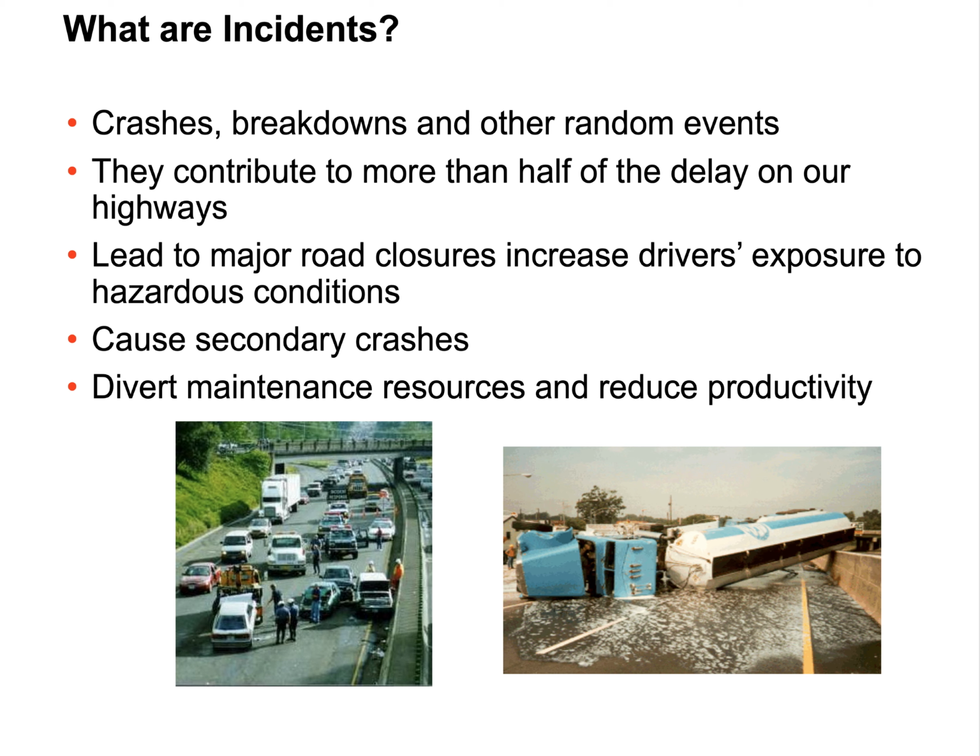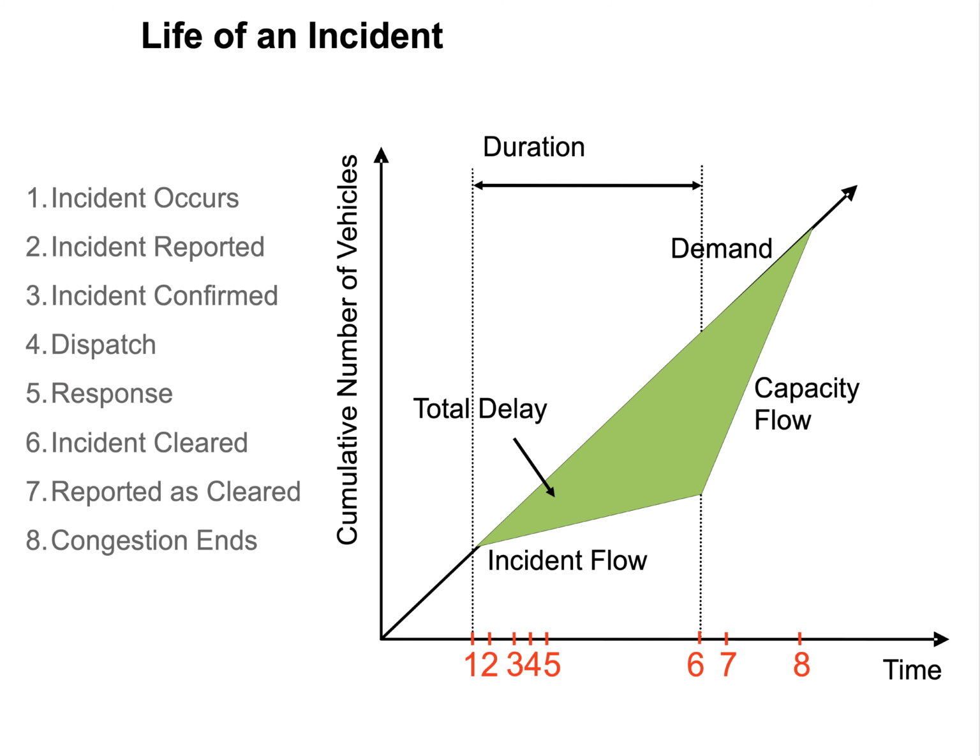So let's just use the principles of queuing theory to try to analyze some aspects of incidents. So here's a queuing diagram where N is on the y-axis, T is on the x-axis. So we have the cumulative number of vehicles arriving at a particular point along the highway, and then time is on the x-axis. So what's happening here is that the black line, which I've labeled demand, is the flow on the freeway that is occurring. And we're going to talk about what happens when an incident happens. We call this diagram the life of an incident.